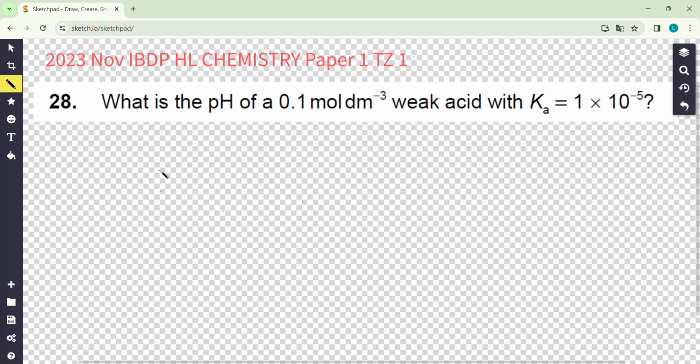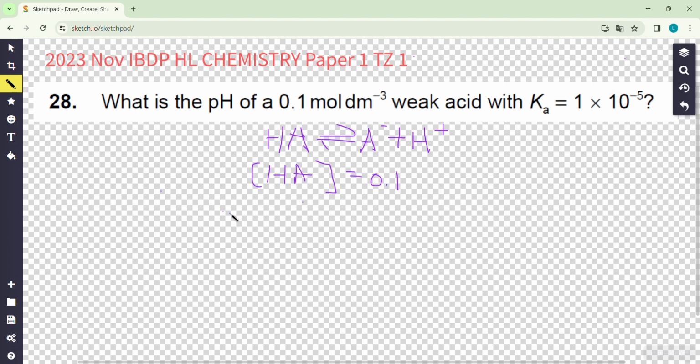Question 28 is about how to find the pH value of a weak acid. Okay, for a weak acid, remember the equilibrium. Because this is weak, very few of them dissociate. So actually the HA concentration will be the original concentration, 0.1.